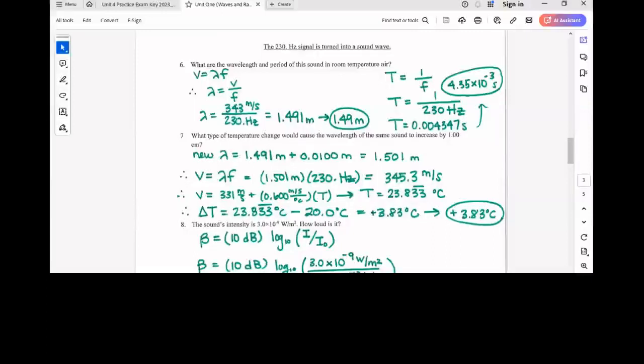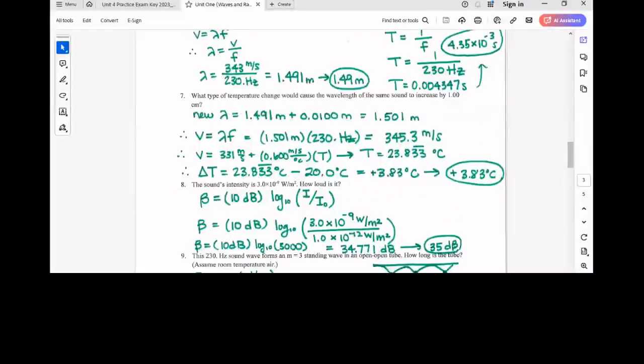The period, though, is just something that is correlated to the frequency. So in other words, this sound wave could be propagating through air of any temperature, and it would have exactly the same period, so long as that 230 hertz frequency were held steady. So the period's just the reciprocal of 230. Applying sig figs gives you 4.35 times 10 to the negative 3 seconds.